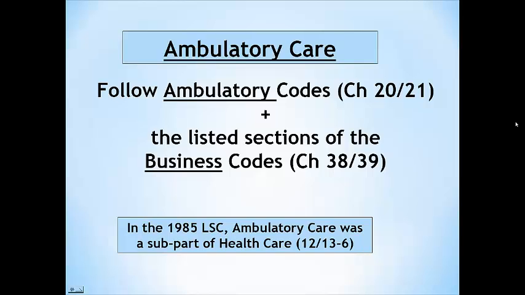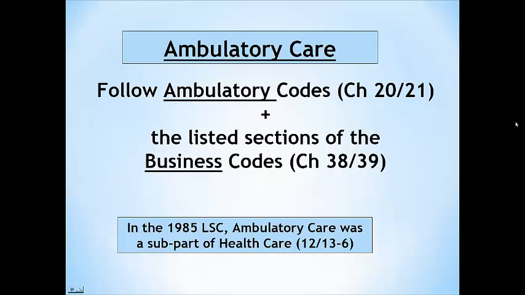Back under the 1985 code, that was in effect until the 2000 code was adopted, ambulatory care was a subsection of healthcare. Back in those days, Chapter 18 was called Chapter 12 and Chapter 19 was called Chapter 13. But in each one of those chapters, the -6 after each of those numbers dealt with ambulatory care. So that is a main criterion of thought as to why ambulatory care codes are so similar to healthcare, because it used to be part of healthcare.